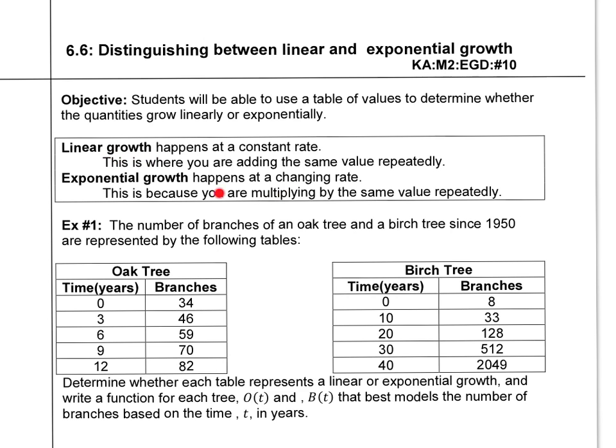Linear growth, remember, this is what you did in IM1 when you talked about equations of lines. They happen at a constant rate because you're just adding the same value repeatedly. You're just adding a number over and over again. And in a linear model, you're adding close to the same number over and over again, because in real life, things don't work out perfectly, but they could be represented closely with linear or exponential models.